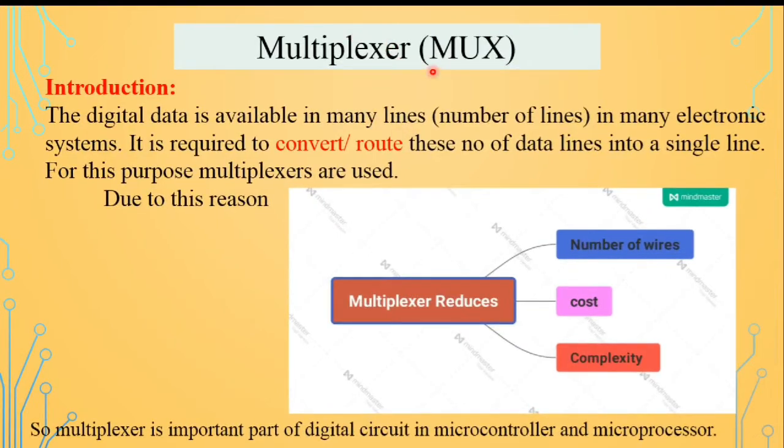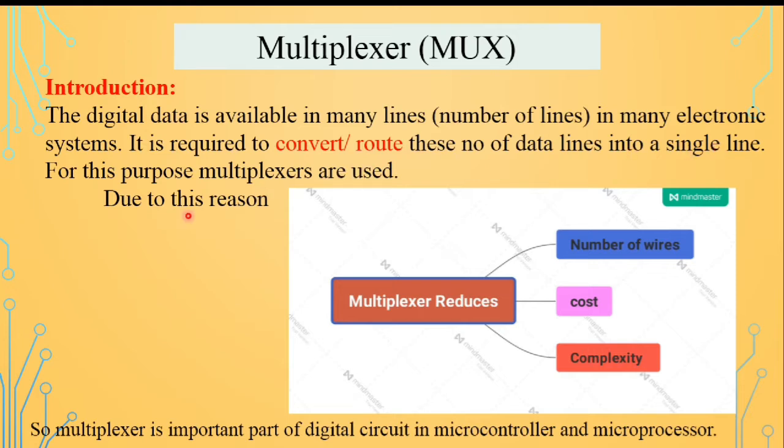Multiplexer, that is MUX. Introduction. In many electronic systems, digital data is available on a number of lines. That number of lines has to be converted into a single line. It is required to convert or route this number of data lines into a single line. For that purpose we require a multiplexer.